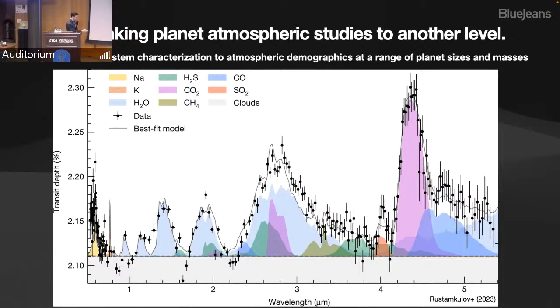Can I point with this? Yes, I can. Right here. And that feature actually indicated that photochemistry is occurring in the atmosphere of this planet.